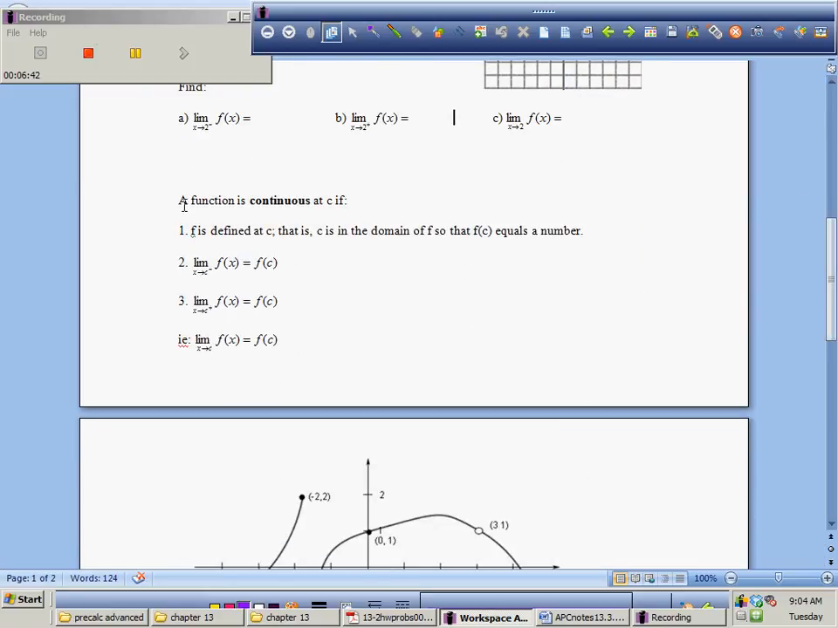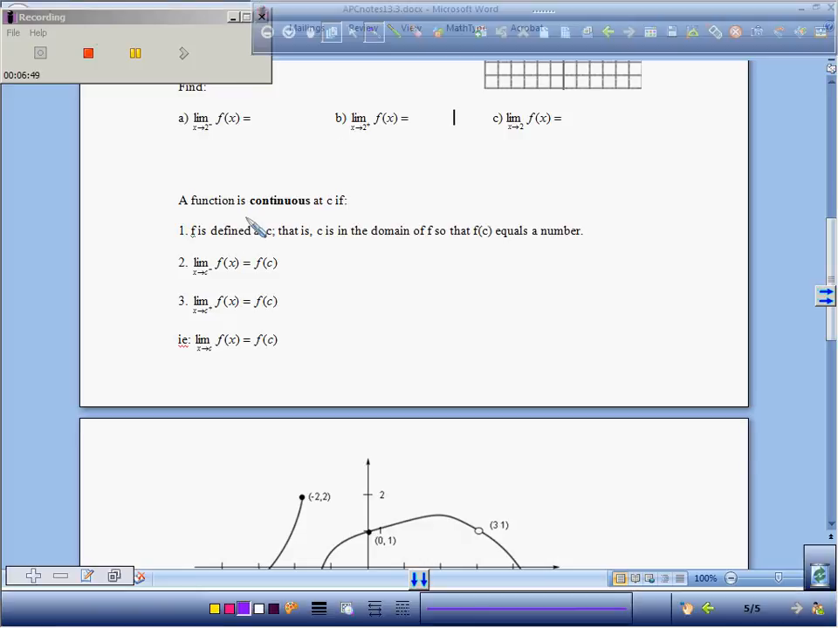It says a function is continuous. This is the definition of continuity, okay? This is an important word. A function is continuous if f is defined at c. That is, c is in the domain of f, so that f of c equals some number. Okay, so you can't have a hole in the graph at that point. The other thing that has to be true is that the left-hand limit is equal to f of c, and the right-hand limit is equal to f of c, and those left-hand and right-hand limits need to be the same.